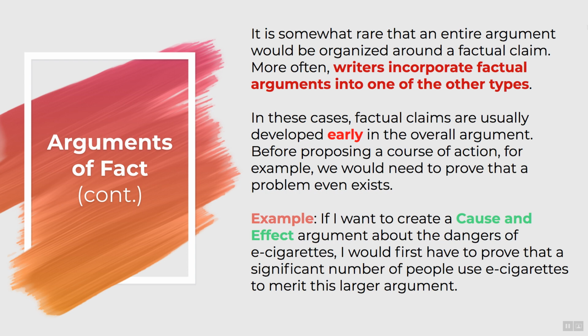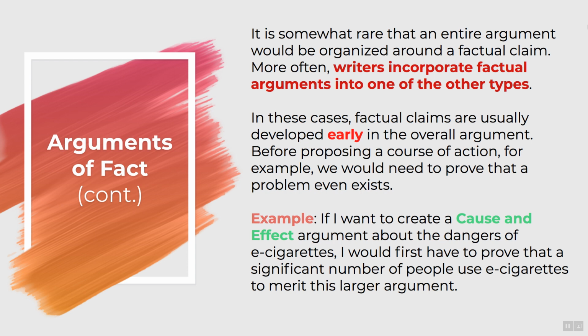In spite of the fact that we can imagine quite a few different types of factual arguments, it's somewhat rare that the entire argument is going to be an argument of fact. Usually what happens with factual arguments is that it's a small piece of a larger argument that is dominated by one of the other types. Because usually the facts we have to establish early in a piece, and once we've done that, we can move on to one of the other types.